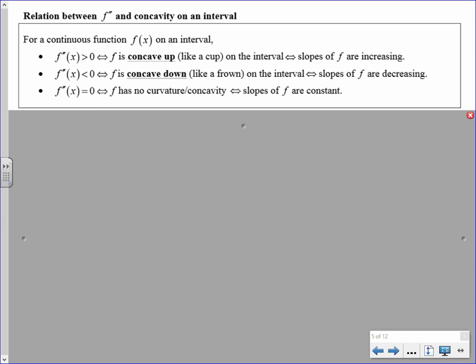If our second derivative is positive, we are concave up. If our second derivative is negative, we are concave down. If our second derivative is zero, we have no curvature.